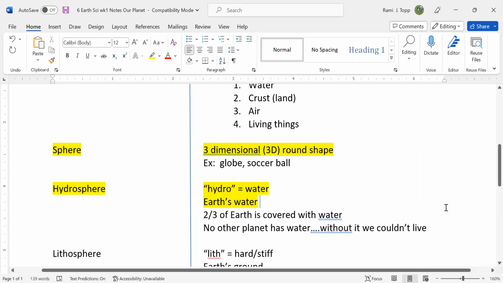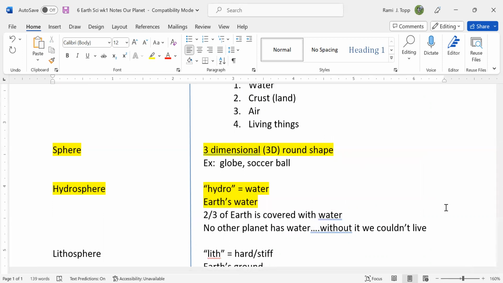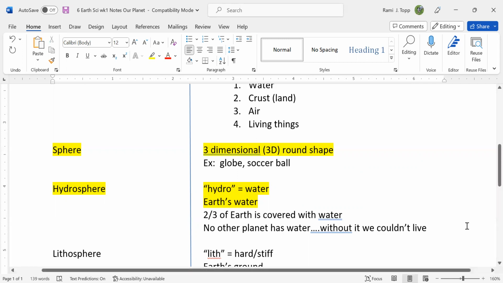Okay, 2/3 of the Earth is covered with water. 2/3 would be about 67%. I've heard percentages that are like around 70, 75%. So anywhere between 60 and 70% roughly is water. At any rate, it's over half. Okay, no other planet has water that we know of. Without it, we couldn't live because we need that hydration. Feel free to stop and pause at any point as you're jotting things down. Okay, you know what to do.